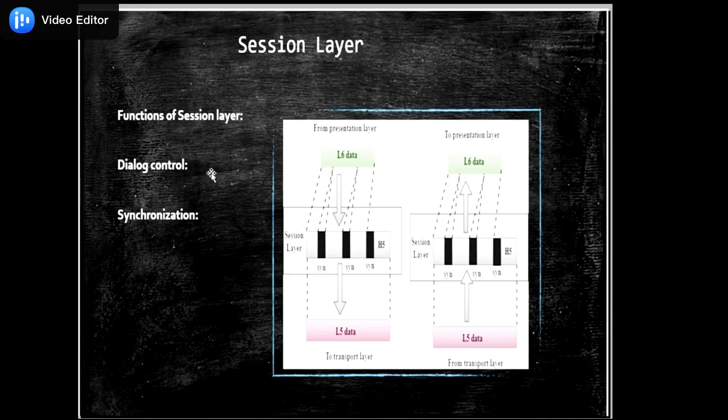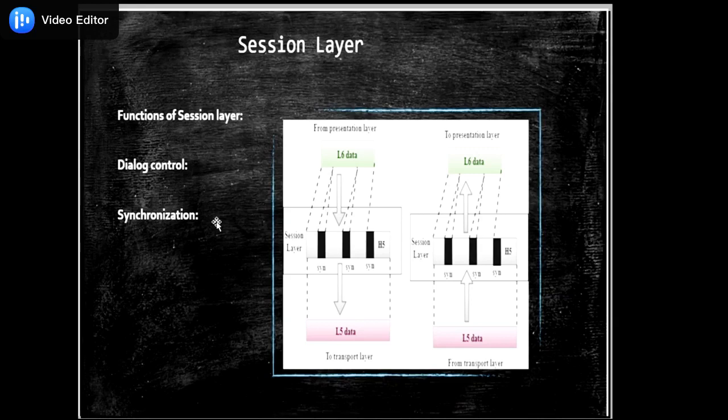Synchronization: the session layer adds some checkpoints when transmitting the data in a sequence. If some error occurs in the middle of the transmission of data, then the transmission takes place again from the checkpoint, and this is known as synchronization and recovery.